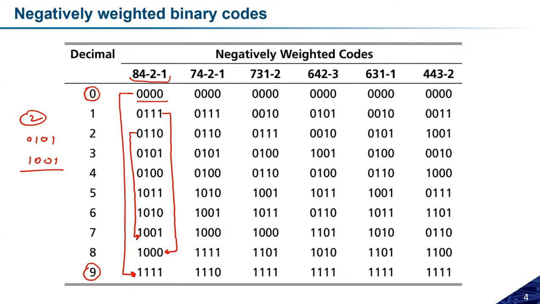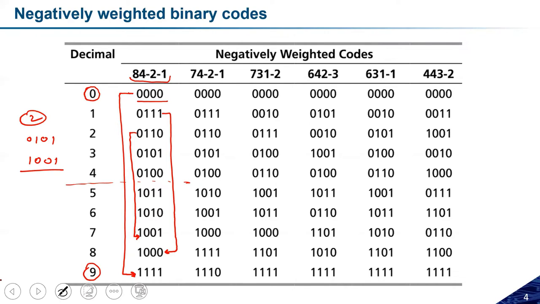So these kinds of codes are known as self-complementary codes. They are negatively weighted codes as well as self-complementary codes, because the code for 0 is complementary to the code for 9 and so on. I will discuss this in more detail later when self-complementary codes come. But I just wanted to tell you that it is not necessary that a code can fall under only one category. They can fall in another category as well. So this kind of code, we call the self-complementary code.